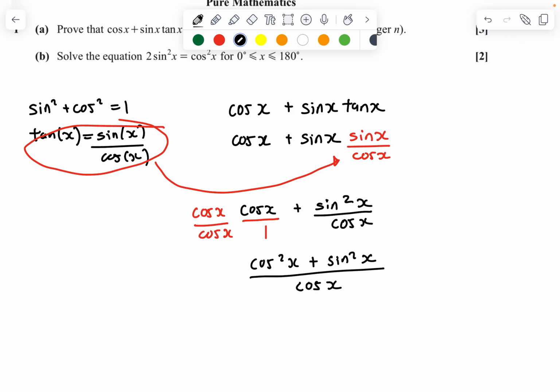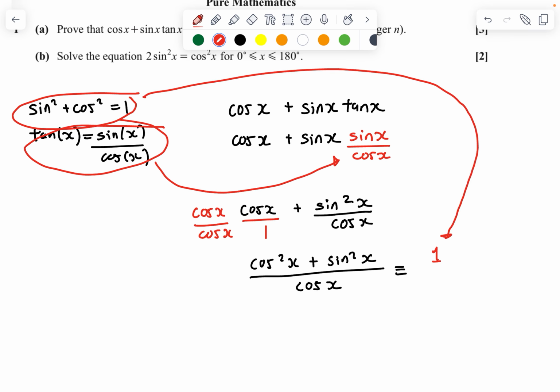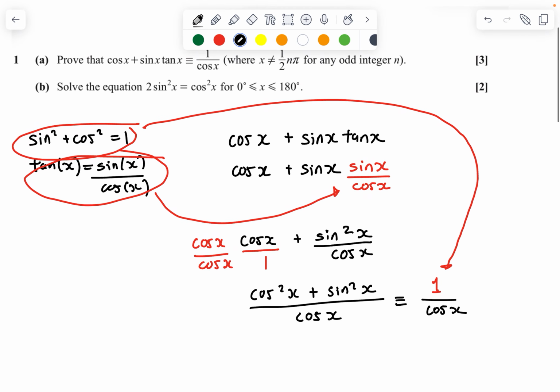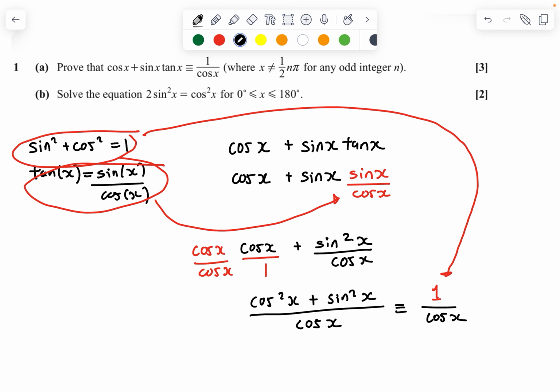Okay, right. Well, now we're going to use the other identity: cosine squared of x plus sine squared of x is equal to 1, and that's our other identity. Okay, and that's 1 over cosine of x, and therefore I have proved part A.